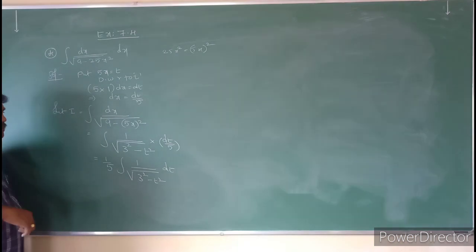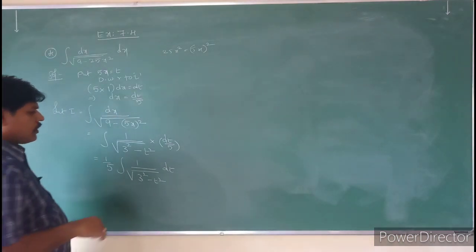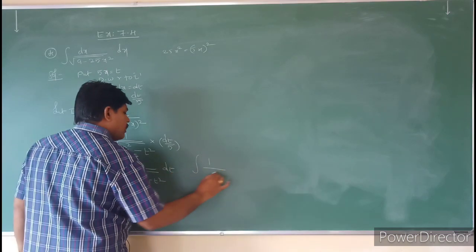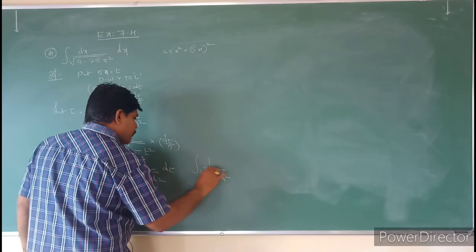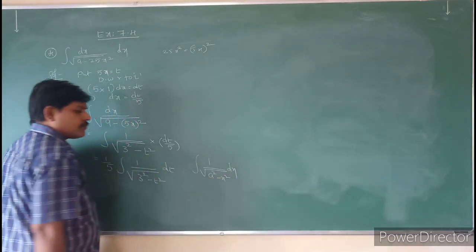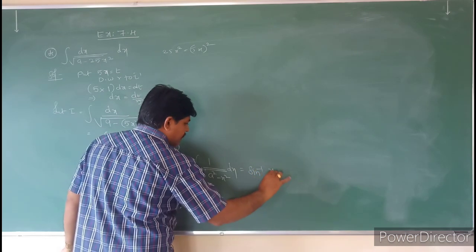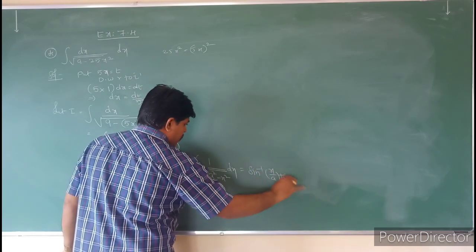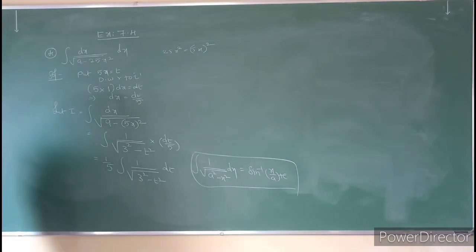So what is this formula? Anyone can tell the formula? Integral 1 by root of a square minus x square into dx. What is that? Sine inverse of x by a plus c.